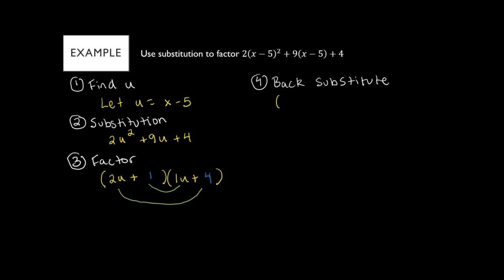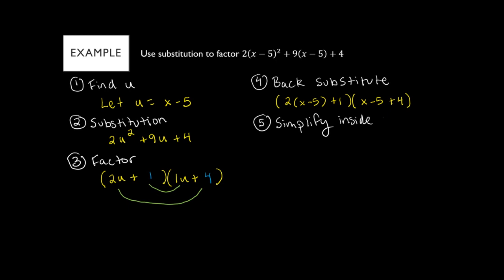So I'm going to back substitute. So now we have to be really careful with parentheses because it says 2u, and u is x minus 5. So because u is more than one thing, I have to have that in parentheses. And then I have plus 1. And then I have 1u. Well, I don't have to multiply it by 1, so I can just put u. And then I have my plus 4. So you do have to be careful when you substitute it back in, especially when you have numbers in there, because you have to make sure that you put it with parentheses so that you multiply the correct things out.